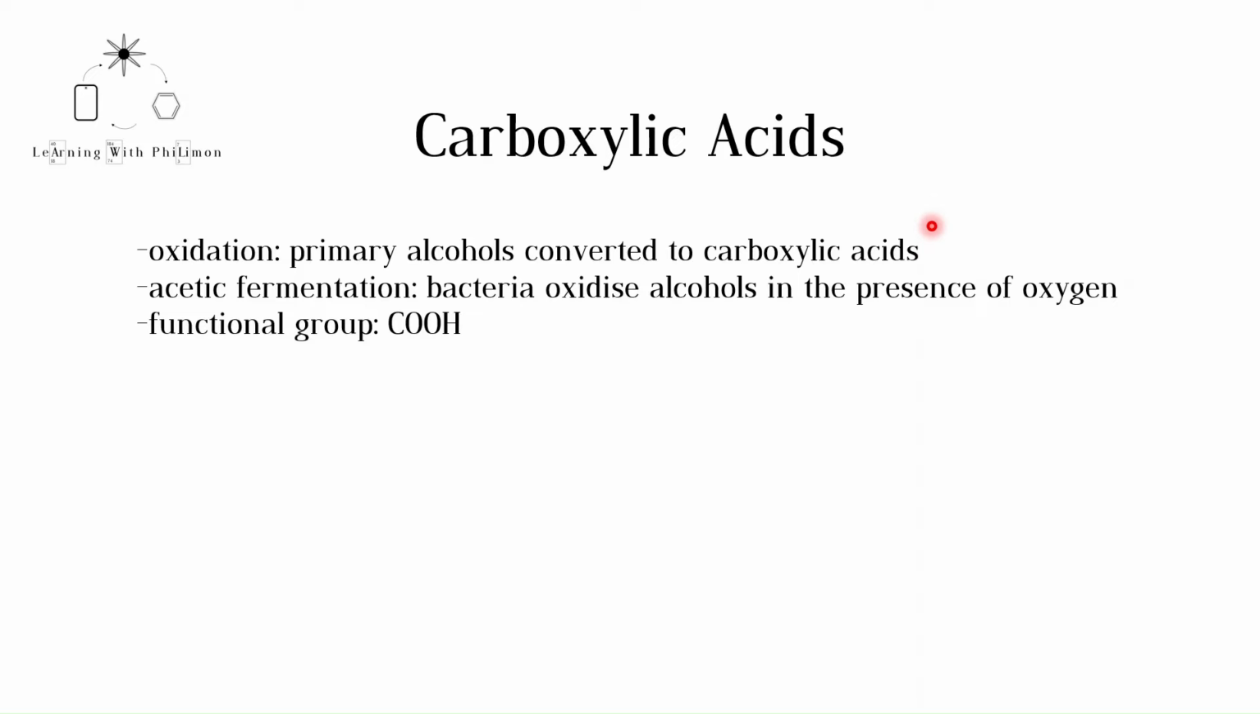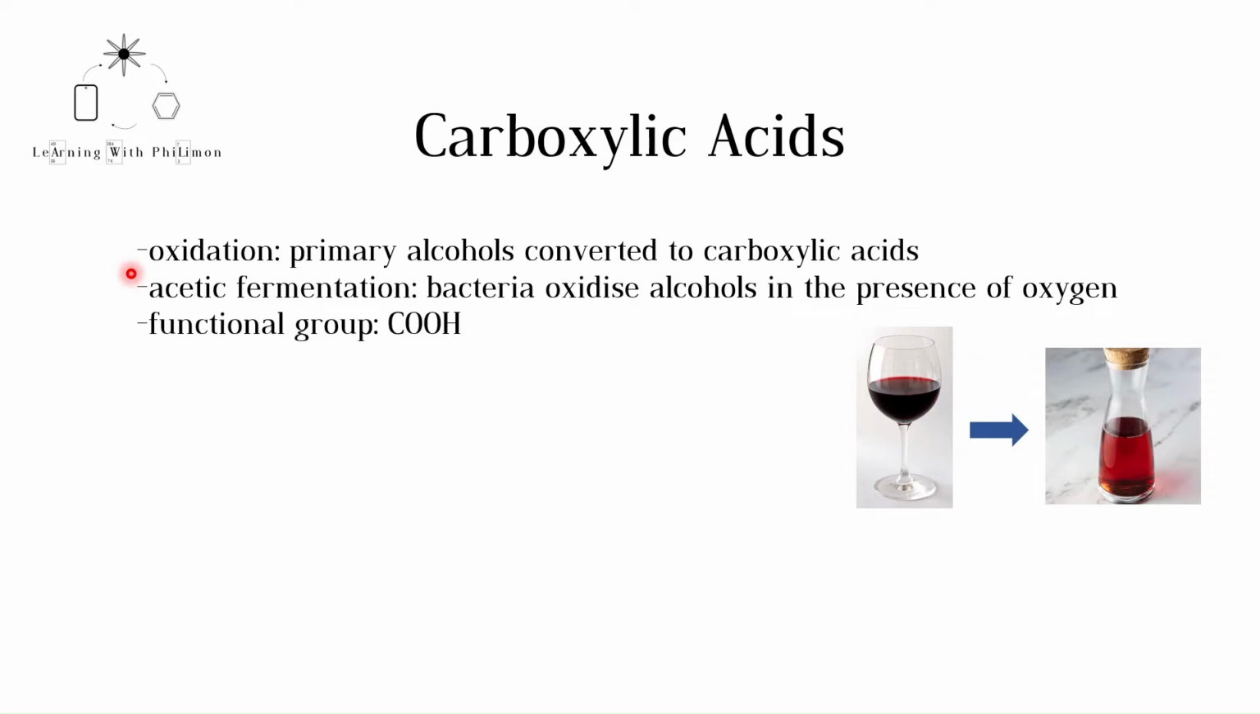However, ethanol can also be converted to ethanoic acid, also known as acetic acid, by bacteria in the presence of oxygen. This process is known as acetic fermentation. This can be seen in everyday life if wine is left exposed to oxygen for a long time. Eventually, the wine turns into vinegar, which consists of ethanoic or acetic acid.